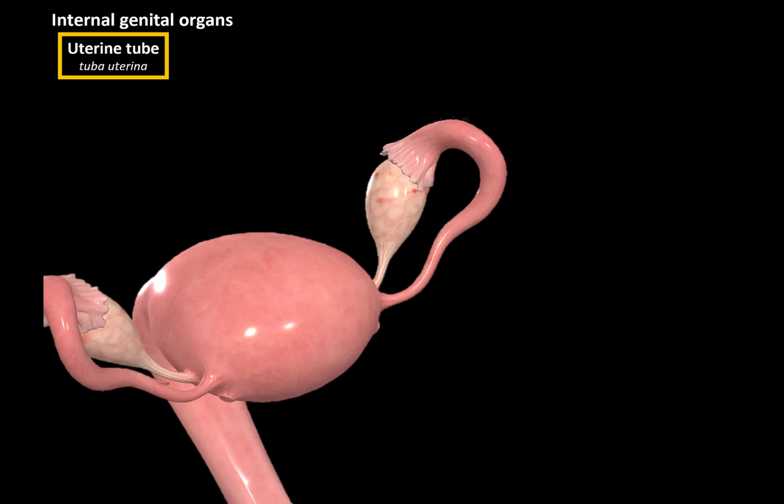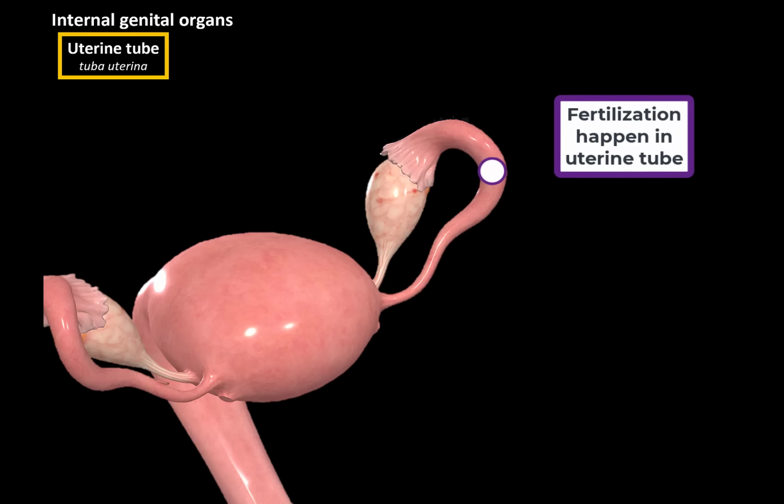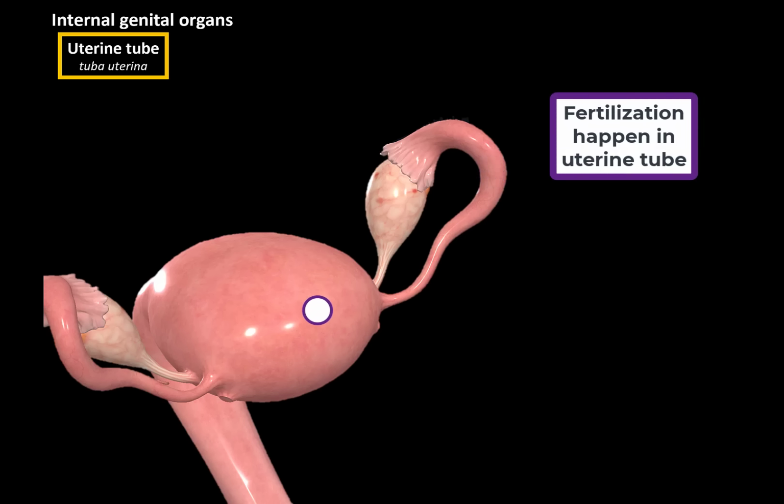One thing that's good to know also is that fertilization of the oocyte by spermatozoon usually happens within the uterine tube before it's pushed further into the uterine cavity and gets attached to the wall there.